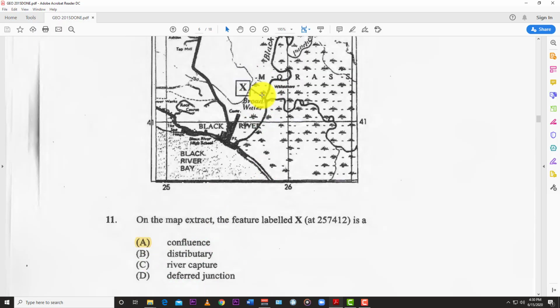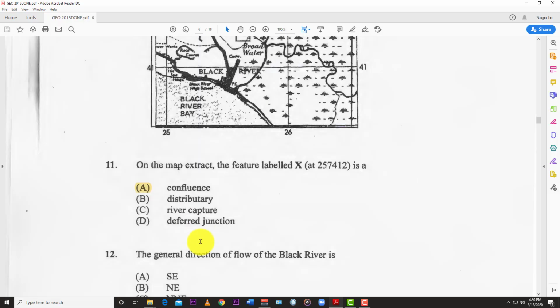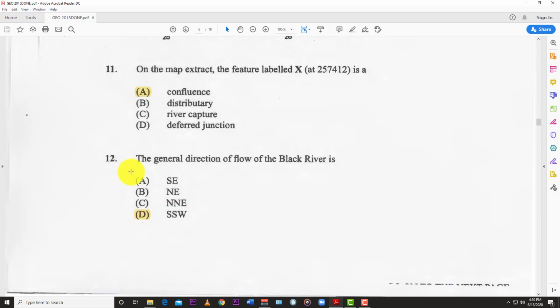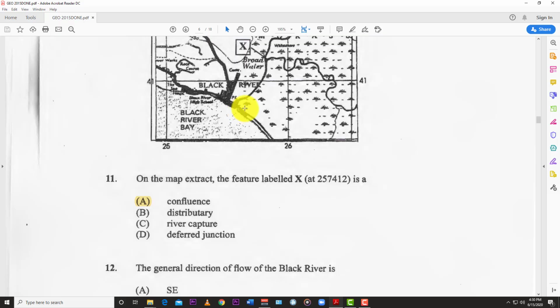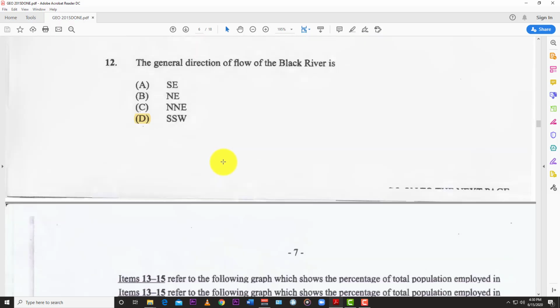That's where two rivers meet. All right, you see the rivers in here, where different rivers meet. So you have 1, 2, and they're meeting right there, and so you have your confluence right there. Number 12, the general direction of the flow of the Black River is south-southwest. All right, this is the Black River right here, and so it's south-southwest, right into the Black River Bay.